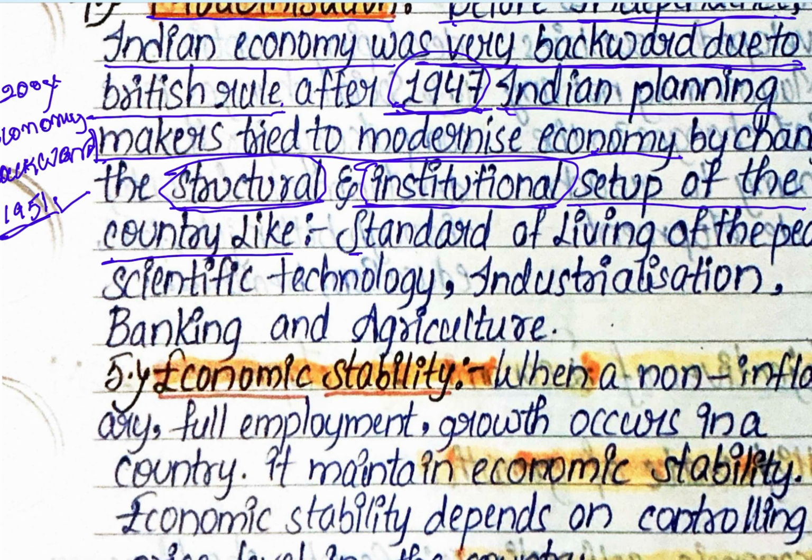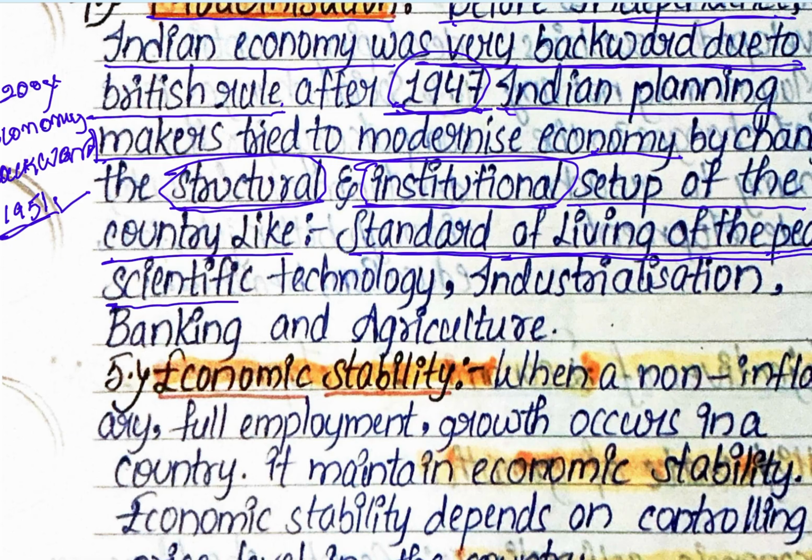What changes did they want to make? The first important point is the standard of living of the people. Before independence, the lifestyle and standards of the people of India were very poor. They ate poor quality food, and life expectancy was also very low. There was no quality life in the Indian country. That's why the first structural change they wanted was the standard of living of the people. We have to improve the standard of living of the people.